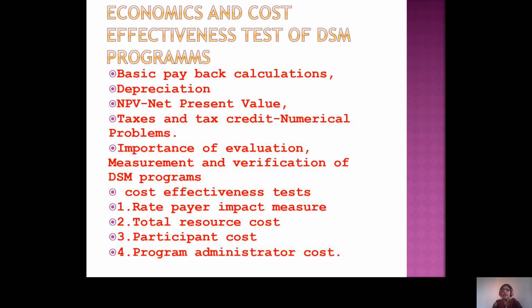And then the next topic is cost effectiveness tests. Under this, the rate payer impact measure, total resource cost, participant cost, program administrator cost. These are the contents in this unit, that is, economics and cost effectiveness tests of DSM programs.